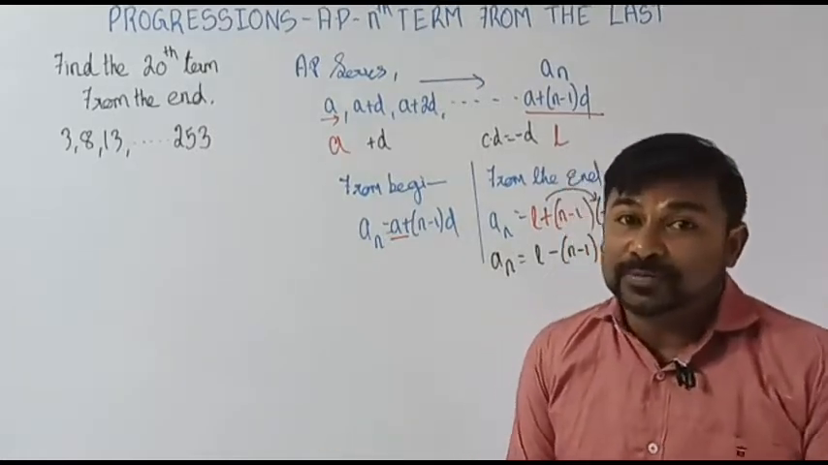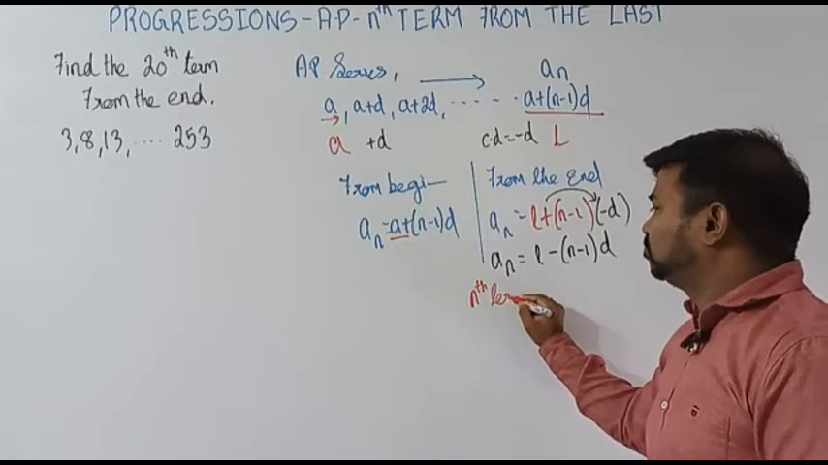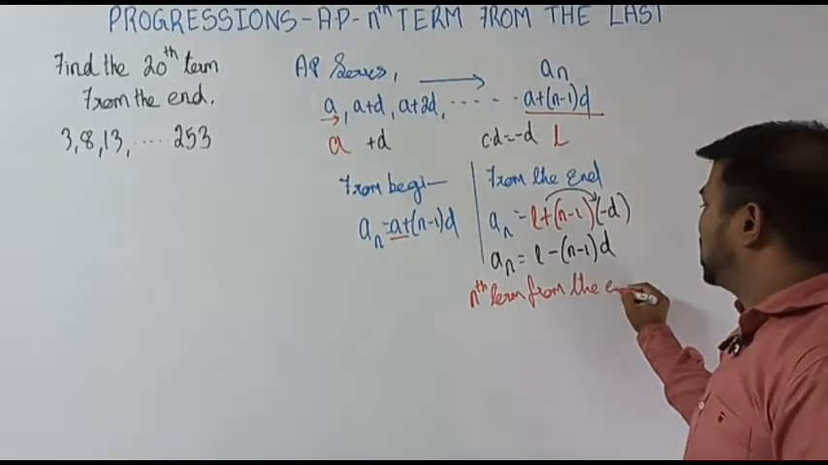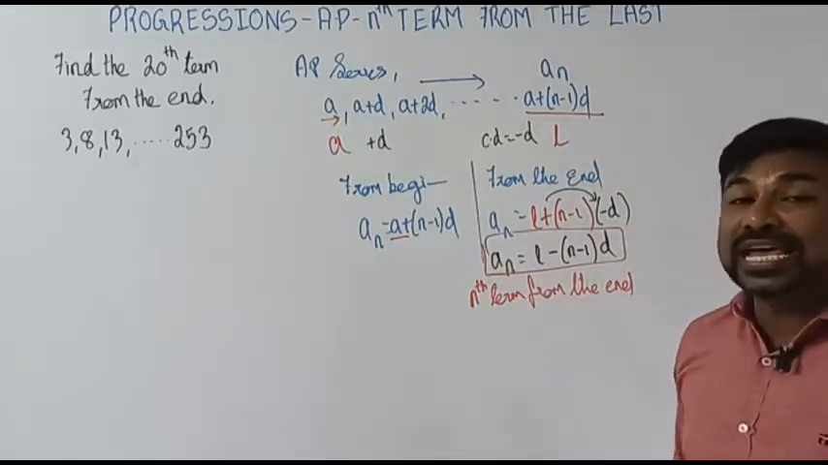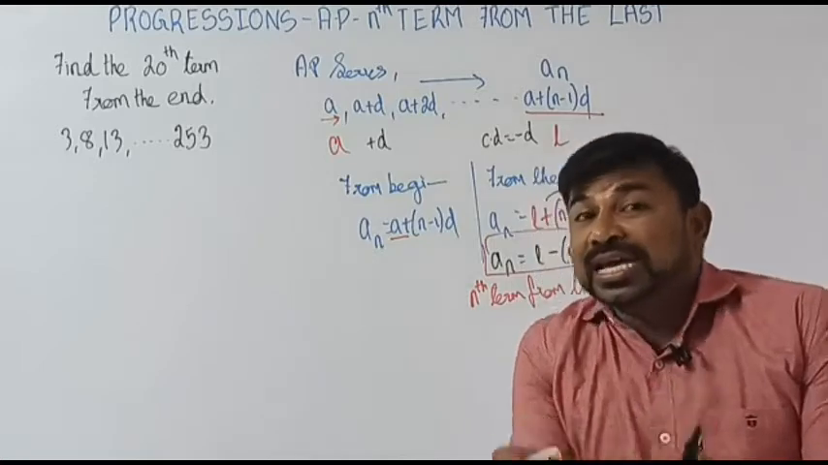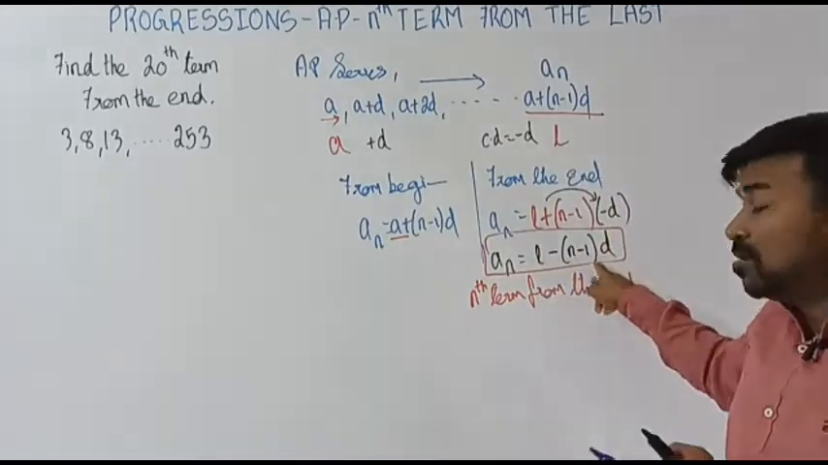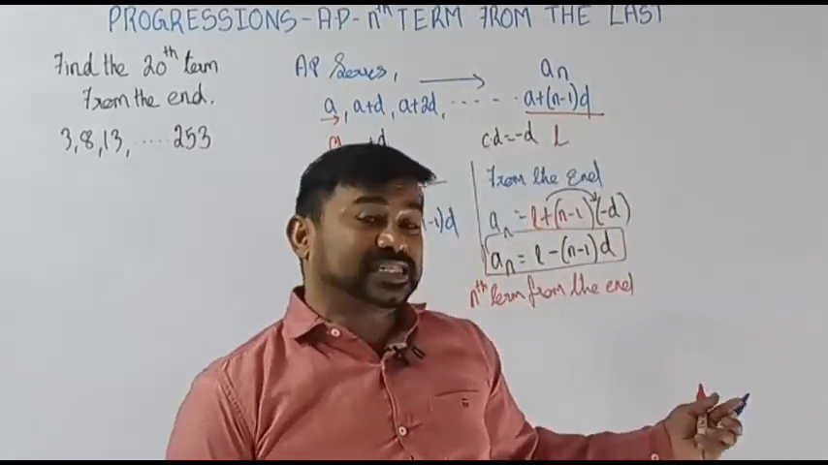So guys, please remember the formula for the nth term from the end. This is the formula: An is equal to l minus n minus 1 into d. I repeat, l minus n minus 1 into d. That is the formula for you. Hope you are able to understand.